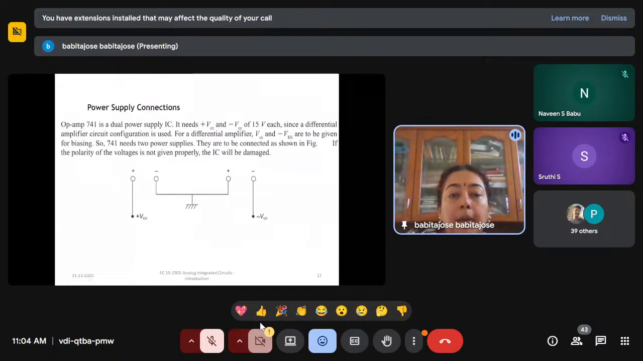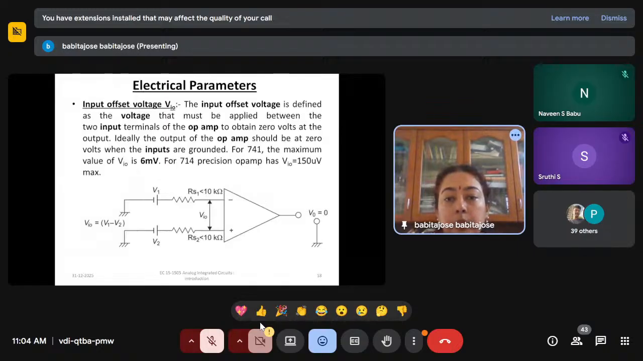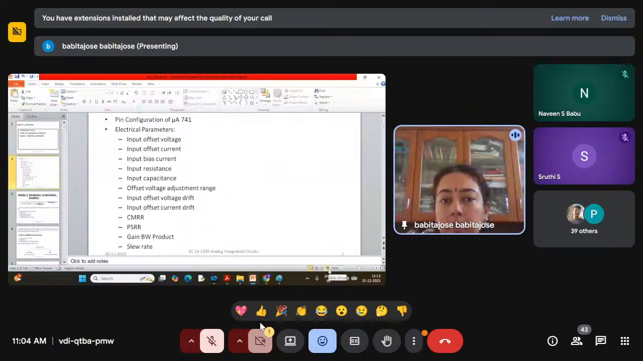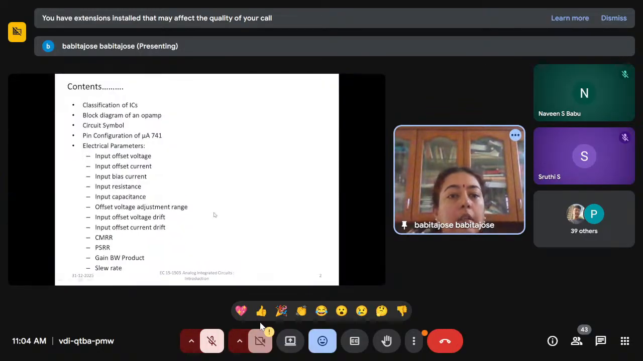Because we have to see some electrical parameters of the op-amp. Yes, these are the parameters we have to see.